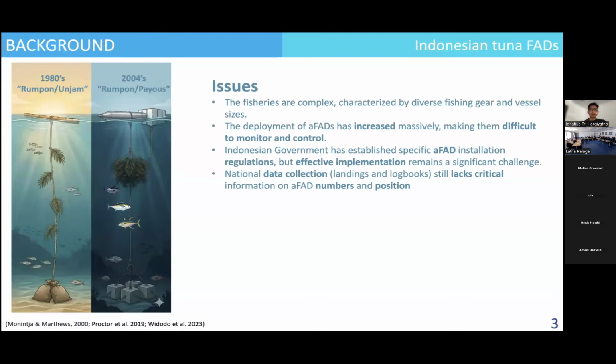Some issues arise from the Indonesian tuna FAD fisheries. The fisheries are complex, with various fishing gear and different scales, from small scale to industrial, and the deployment has massively increased, making them too difficult to control and monitor. And actually we have several regulations related to FADs, but the implementation is still challenging. And then we have national data collection, such as landing data and logbook data, but there is no information about the number and position of FADs.